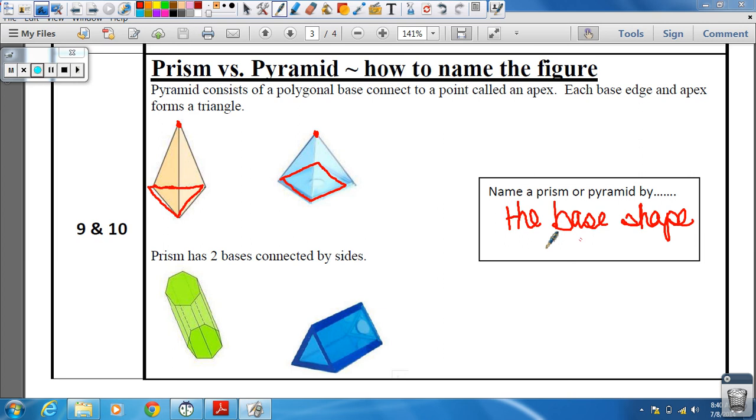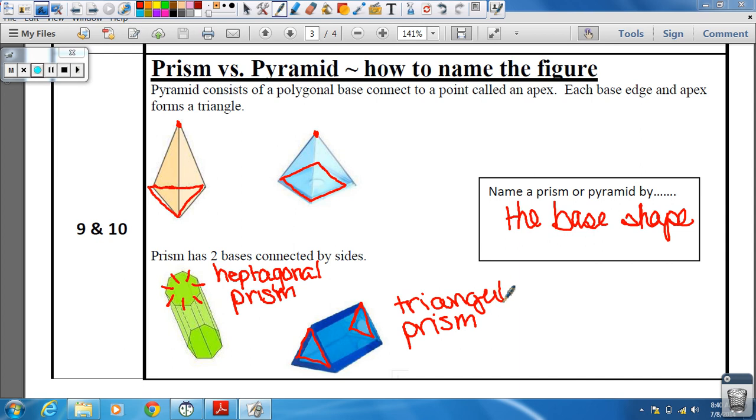So if I look here, this base has 1, 2, 3, 4, 5, 6, 7 sides. Well, a 7-sided polygon is a heptagon. So this is a heptagonal, and it doesn't come to a point. It has two bases, so it's a prism. If I look at this next one, there's a base and here's a base. It doesn't come to a point, so it's a prism. The shape of that base is a triangle, so it's a triangular prism.